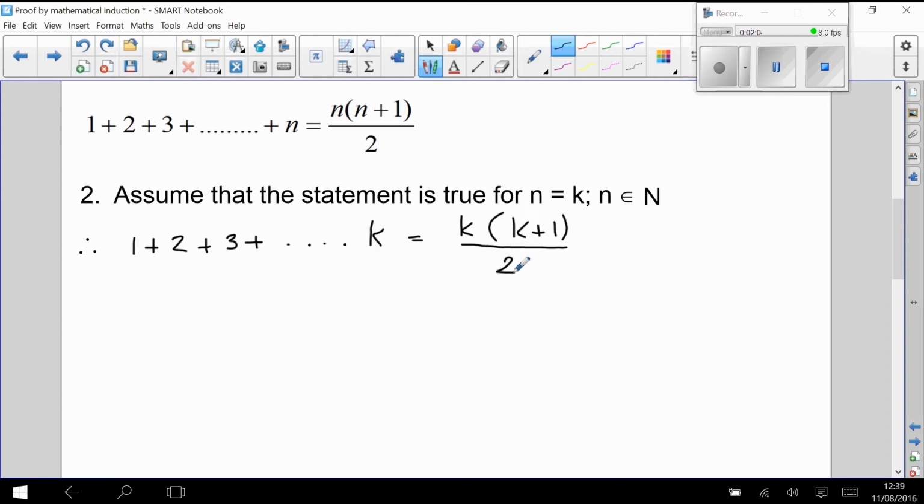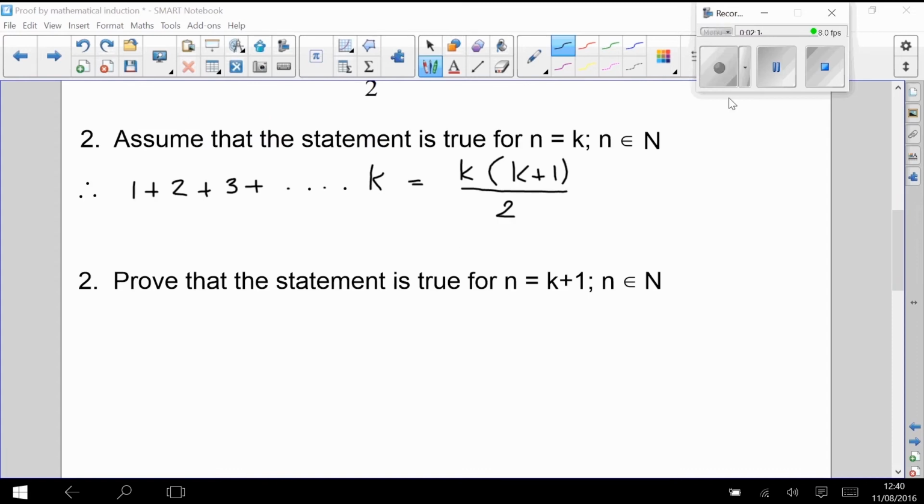The second part of our induction is to prove that the statement is going to be true for n is equal to k plus 1. And we're going to do that next. As I'm going to be doing a proof, I need to understand what I am going to be proving. Let's take a look and see how I would write down the proof.